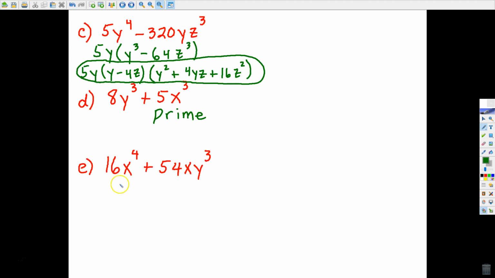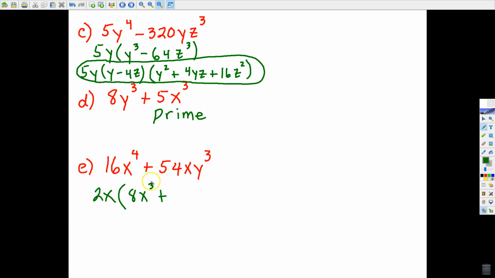So let's see what happens when we divide. 4 doesn't go into 54, so we're left with, since these are both even numbers, we can divide by 2. So let's see what happens when we divide 2 into both. And also notice that they have x in common, so 2x will be part of our GCF. So when we factor out GCF of 2x, we're going to get 8x cubed.